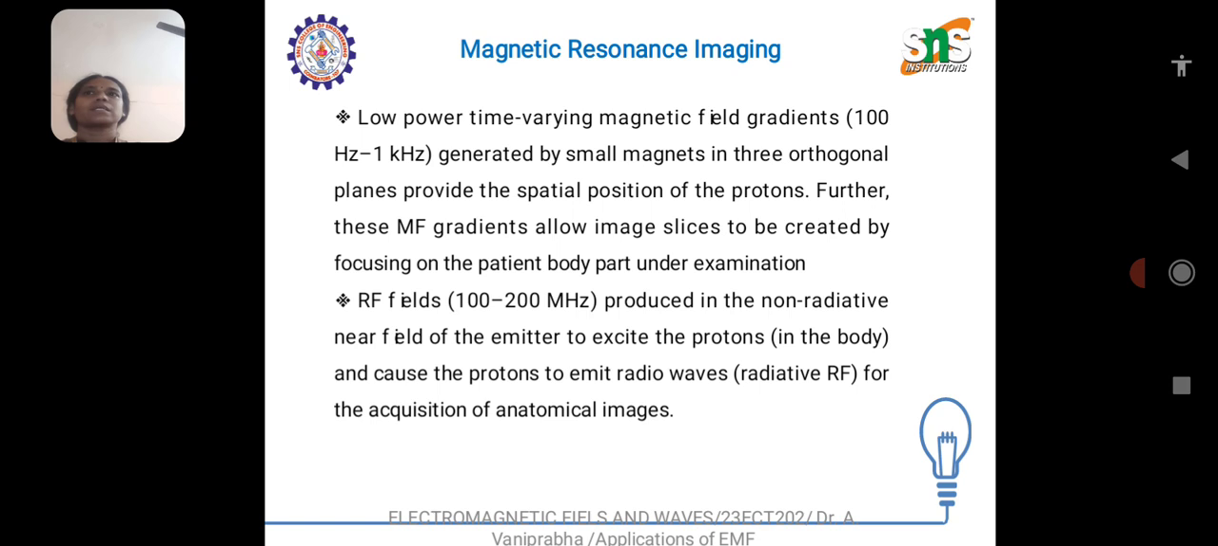RF fields from 100 to 200 MHz produced in the non-radiative near field of the emitter to excite the protons and cause the protons to emit radio waves for the acquisition of anatomical images.